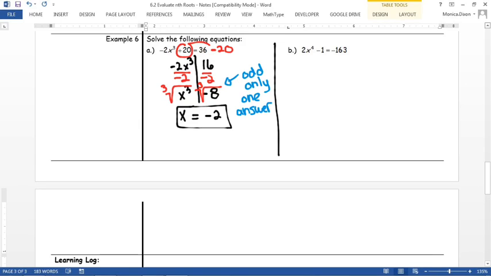So let's look at B. We're going to isolate the x. So we're going to add 1. Then we're going to divide by 2. So we end up with x to the fourth equals negative 81.